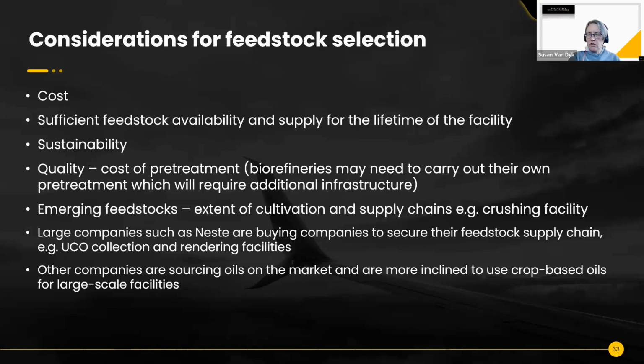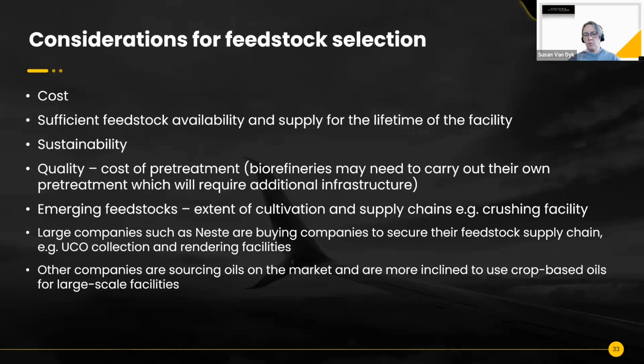When you look at emerging feedstocks, some biorefineries or SAF refineries are now starting to invest in companies that are planting these types of cover crops and so on to get their own supply chain. Because you can go and buy oils on the market, but then you have no control over the availability or the price. But if you invest in a company that is in agriculture, cultivating your own feedstock and building your own crushing facility, then you have a secure supply chain. So this is what we see happening.